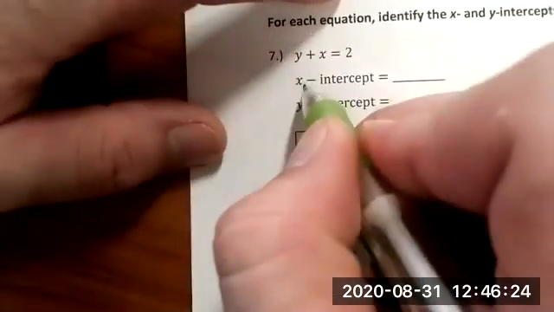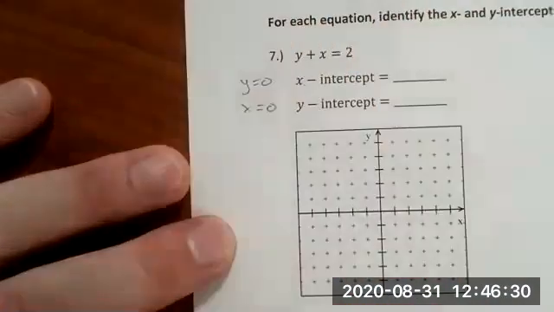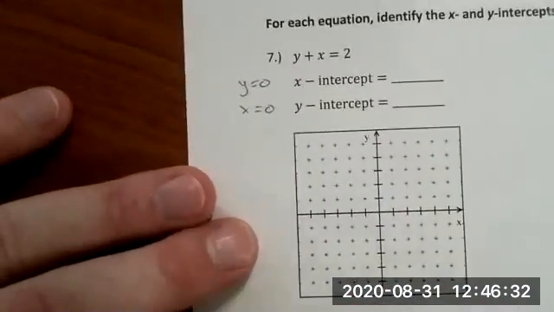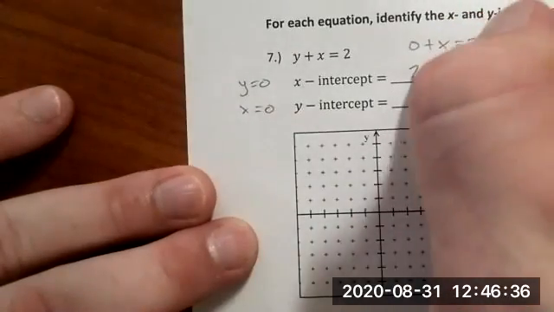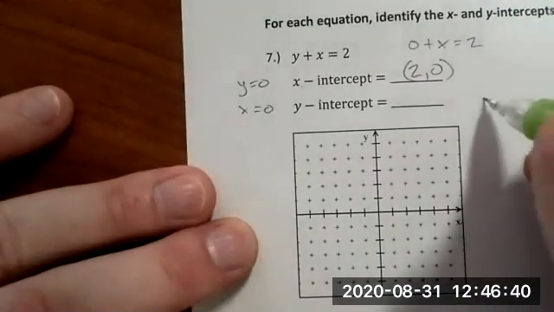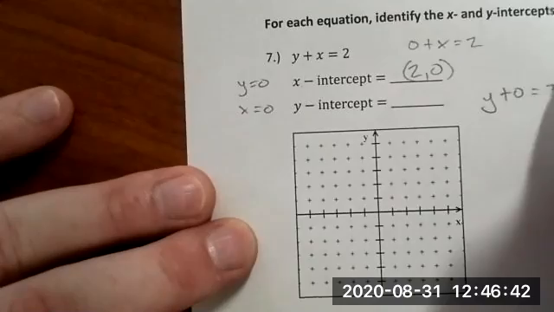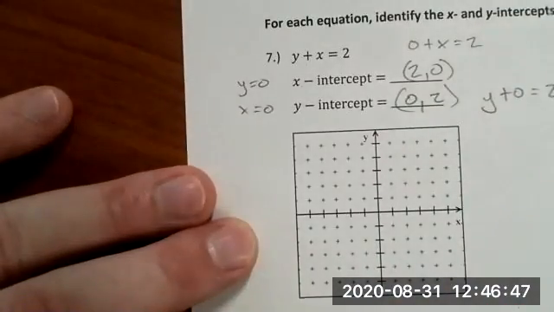To find the x-intercept, I'm going to make y equal to 0. And to find the y-intercept, I'm going to make x equal to 0. 0 plus x equals 2, so 2 comma 0 is the x-intercept. Y plus 0 equals 2, so 0 comma 2 is the y-intercept.